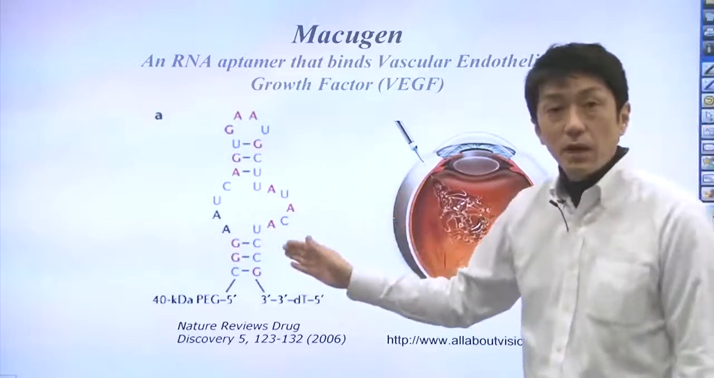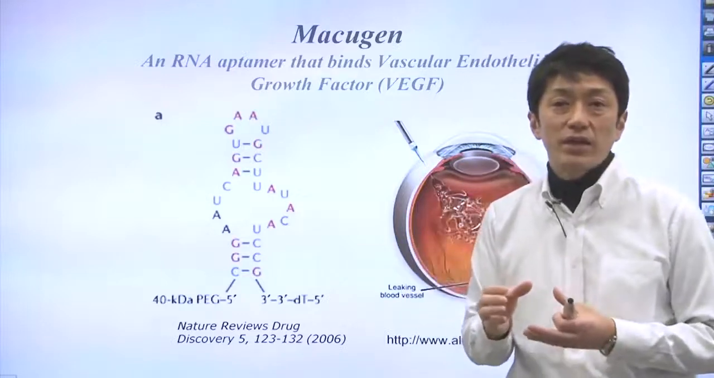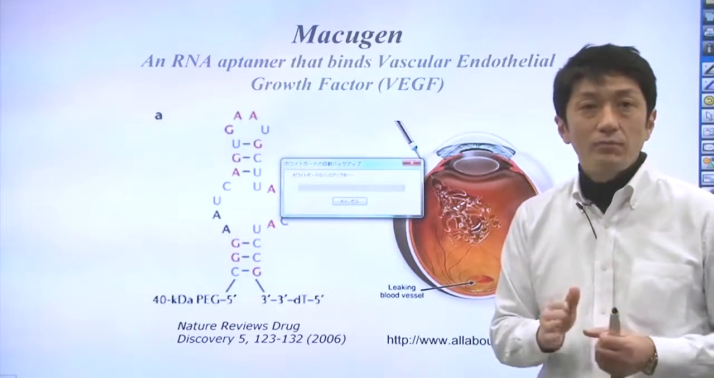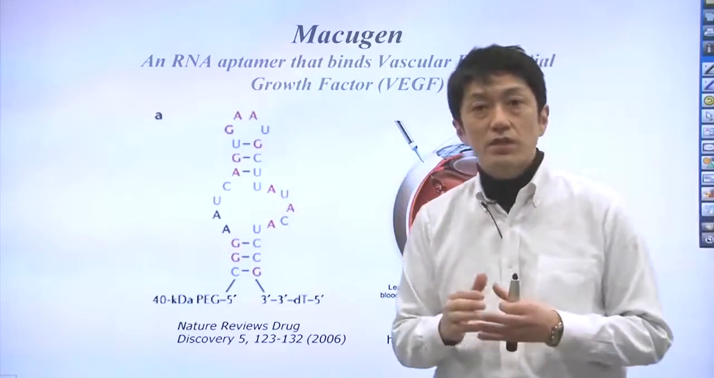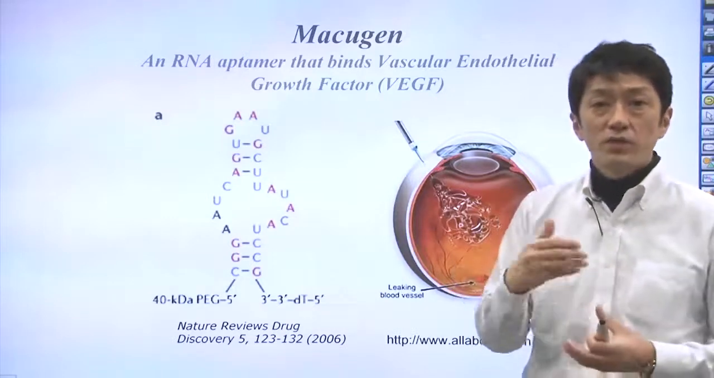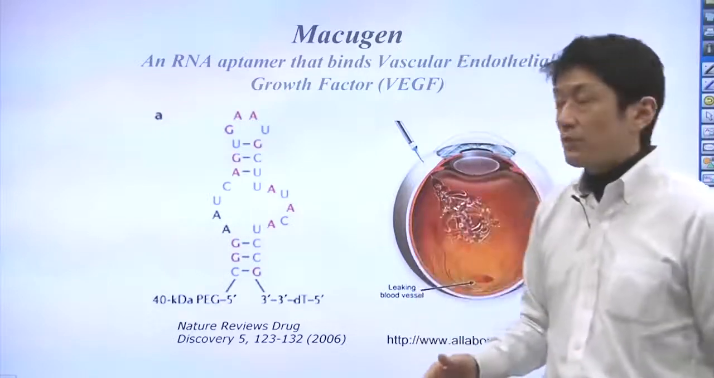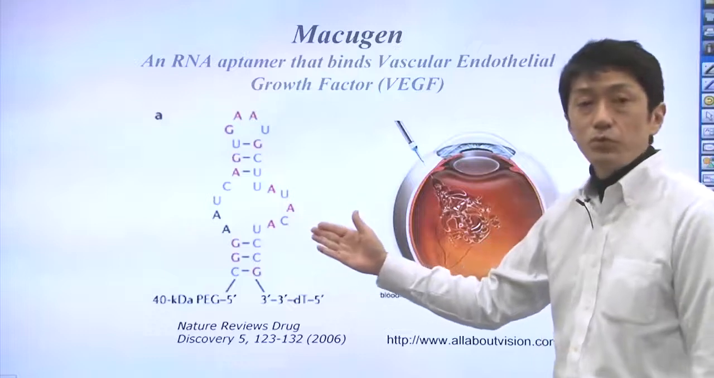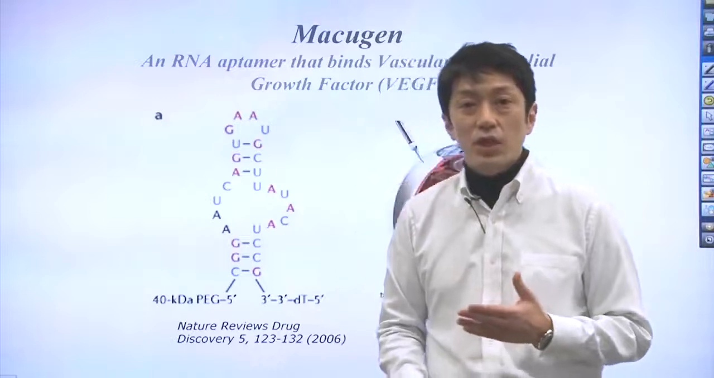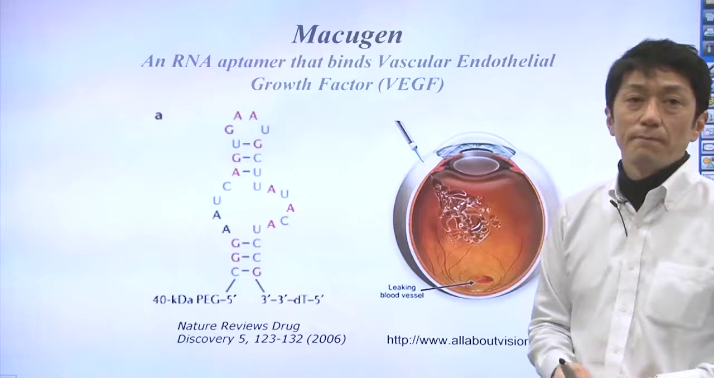Actually, this aptamer can be used to treat patients who have age-related macular degeneration, AMD. AMD is a disease that causes an abnormal proliferation of blood vessels inside the eye, often resulting in loss of vision or blindness. In the United States, the aptamer drug was approved in 2004. Today, this anti-VEGF medicine is being used worldwide to treat patients with AMD.